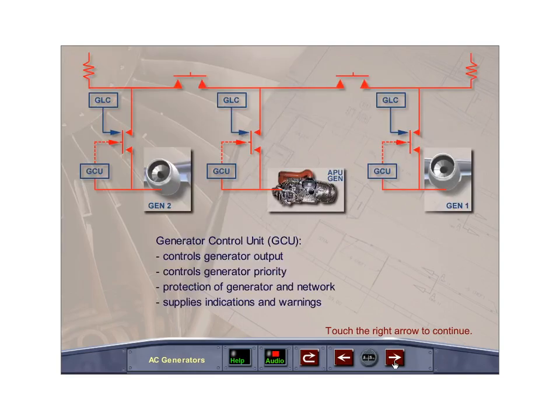Each generator has an associated generator control unit, or GCU. The function of the GCU is to control the generator voltage and frequency output, to control the generator priority, to protect the generator and the electrical network, and to supply indications and warnings. The GCU controls the connection of the generator to the electrical system by the generator line contactor, or GLC.